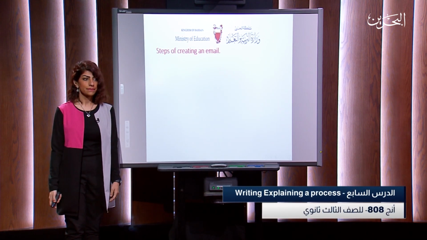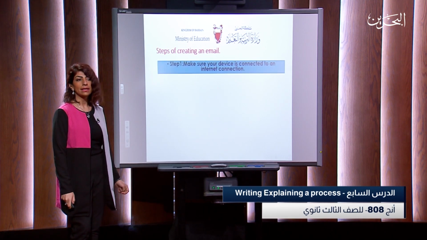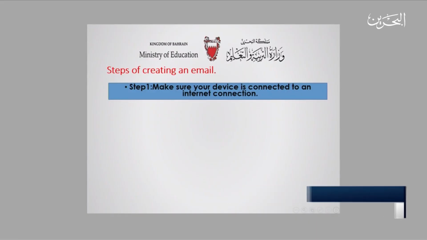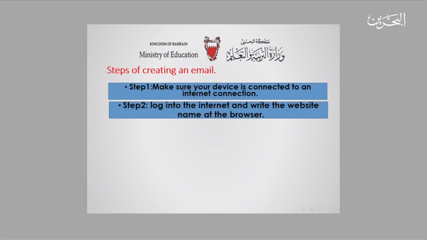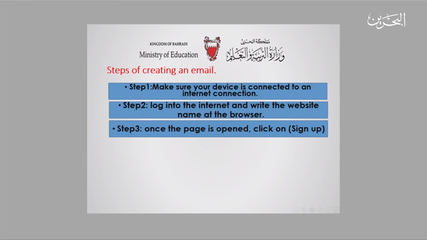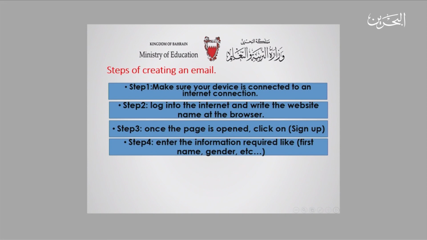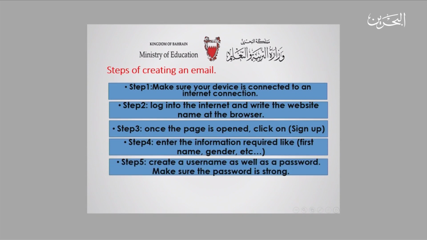Let's check the answers. Steps of creating an email. Step 1. Make sure your device is connected to an internet connection. Step 2. Log into the internet and write the website name at the browser. Step 3. Once the page is opened, click on Sign Up. Moving to Step 4. Enter the information required, like your first name, the gender, etc.